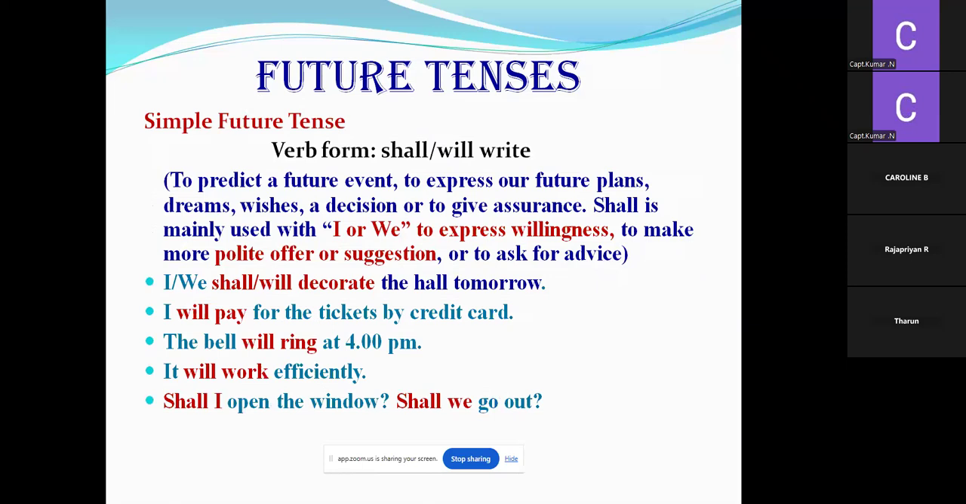Shall I open the window? Shall we go out? Yes. These two sentences are expressing polite offer. Shall I open the window? So voluntarily I am offering to help. Shall we go out? It is a suggestion. When we are in a group, we give suggestions. So tense marker, nothing but the time which is expressed in the sentence will be in future.